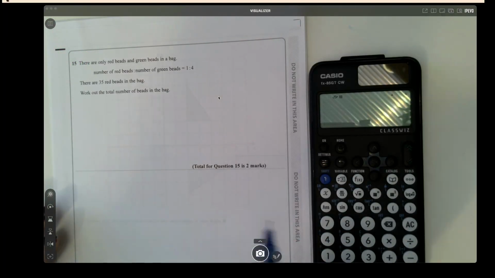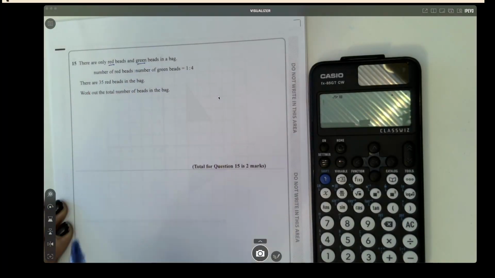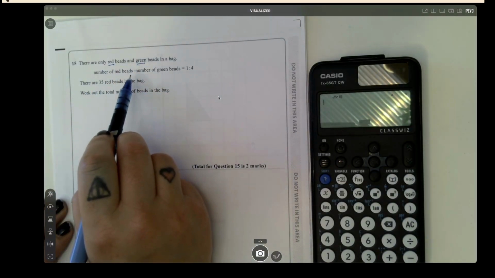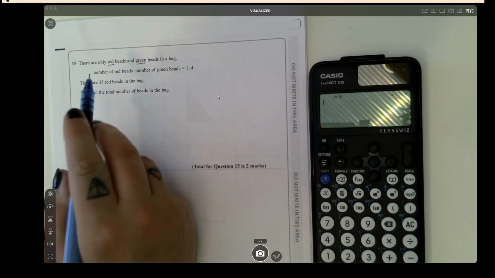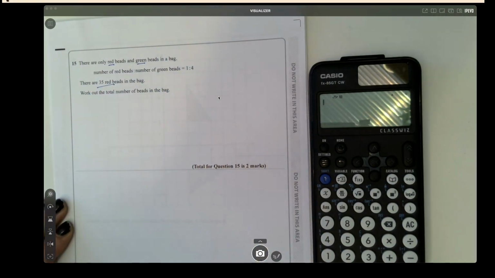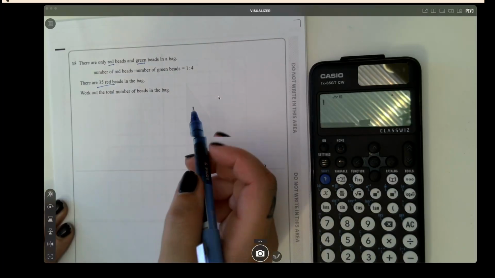Question 15. There are only red beads and green beads in a bag. The number of red beads to the number of green beads equals the ratio 1 to 4. There are 35 red beads in the bag. Work out the total number of beads in the bag.